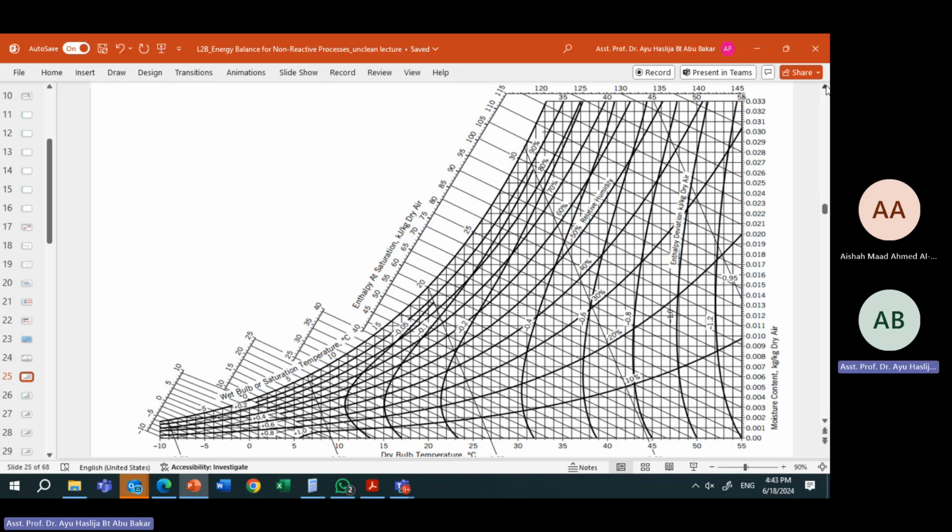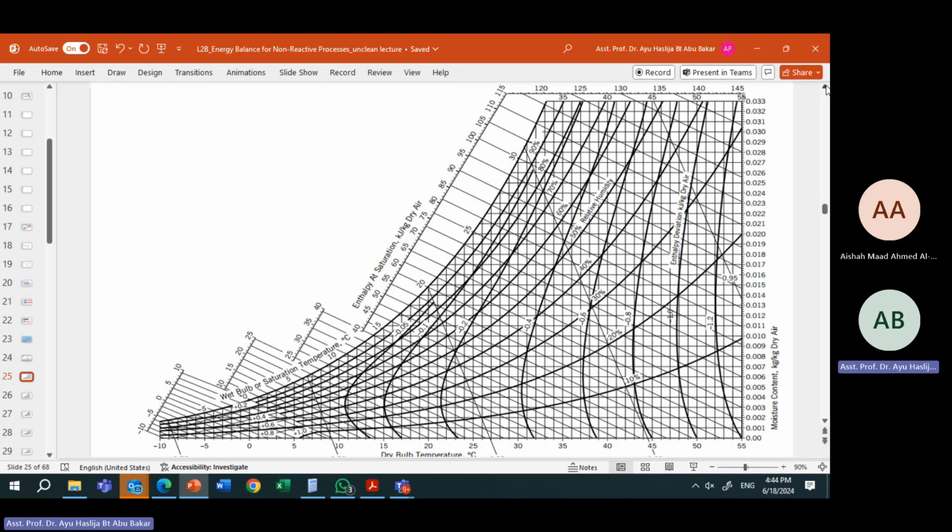Down here is the dry bulb temperature. Okay, you see the terms. Dry bulb temperature is the temperature without moisture. So the x-axis is dry bulb, the y-axis is moisture content, in kg of moisture per kg of dry air. So it means that in 1 kg of dry air, how much moisture content do you have? This one is normal, X and Y. But we have a lot more.